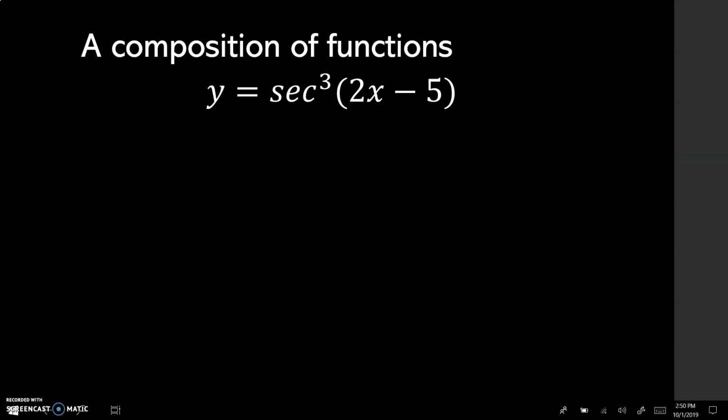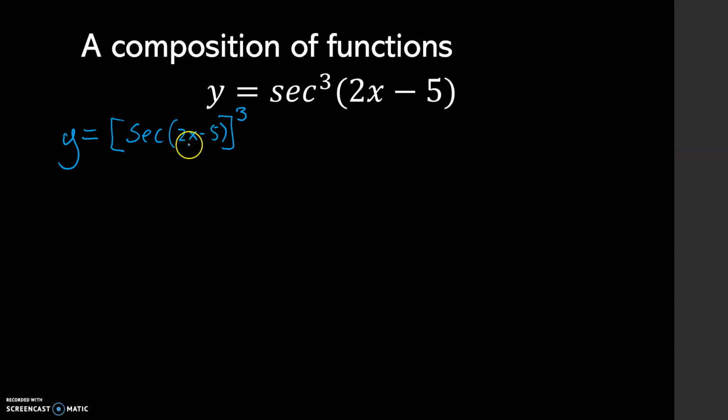We're going to walk through some more examples of the chain rule. If you look carefully at this first problem, you're going to realize we actually have to use the chain rule more than once. If you rewrote secant cubed of 2x minus 5, that would actually look like secant of 2x minus 5, and that whole thing is raised to the third power. So we can break this thing down.